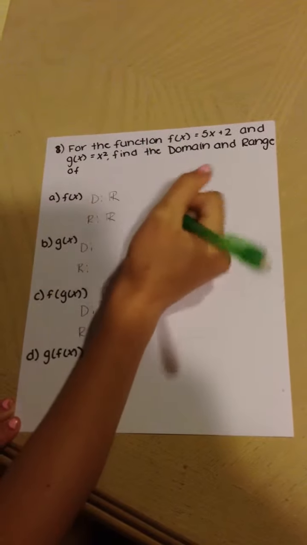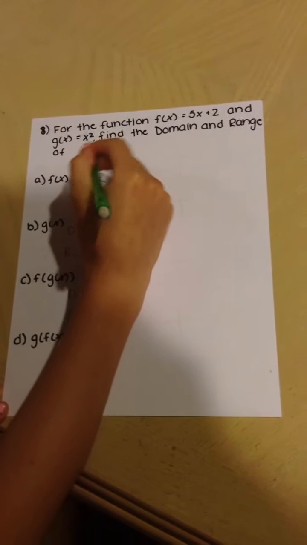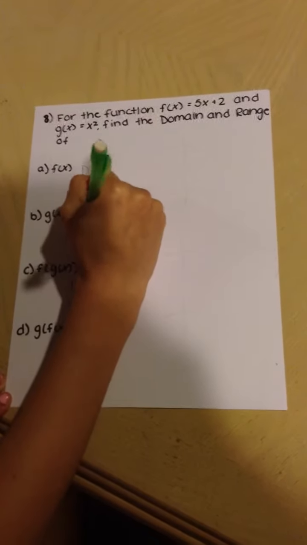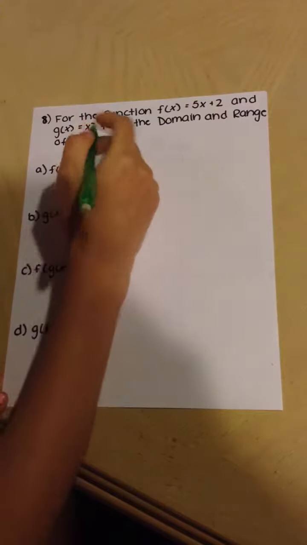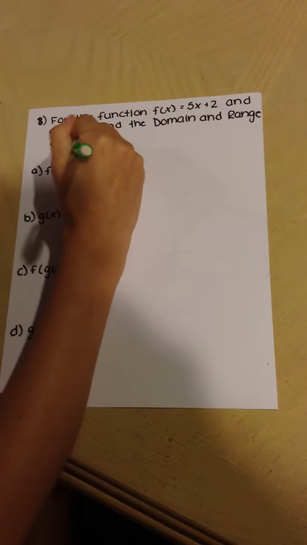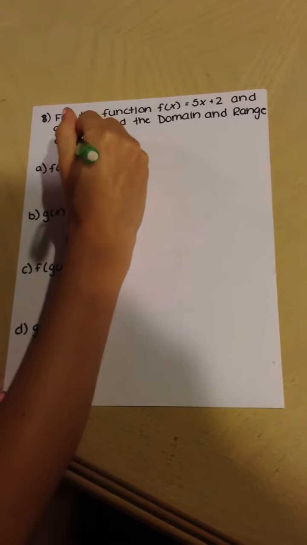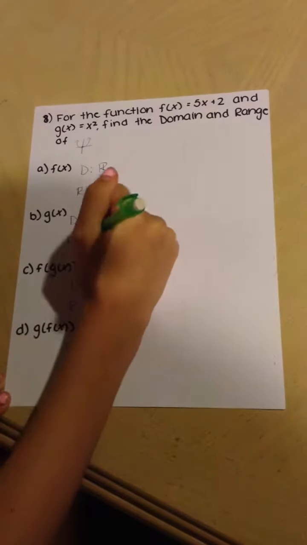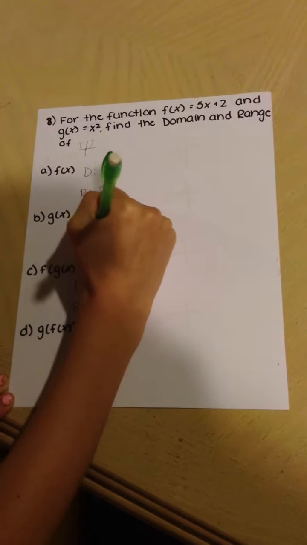For g of x, that's a parabola, so the domain is going to be all reals. That's a parabola that's going to have an origin at 0, 0. So the range is going to be y is greater than or equal to 0.